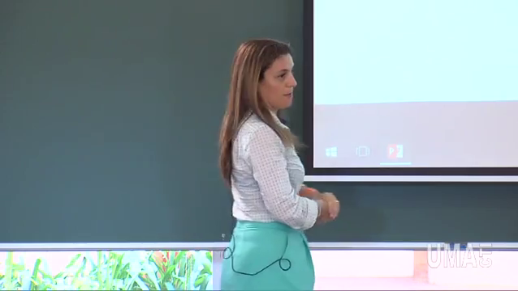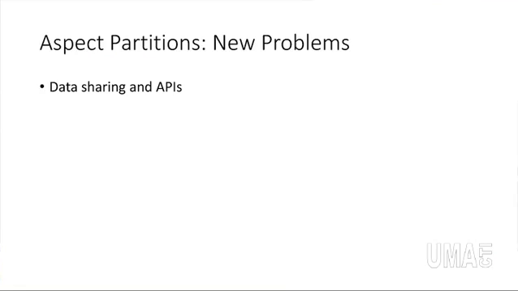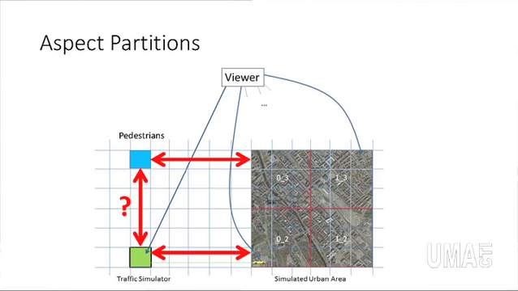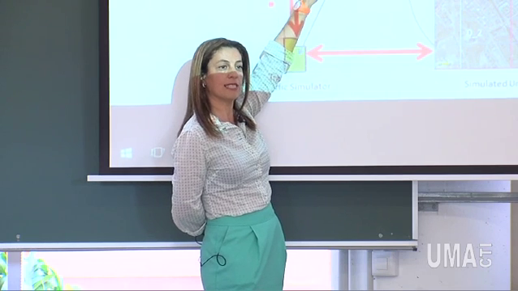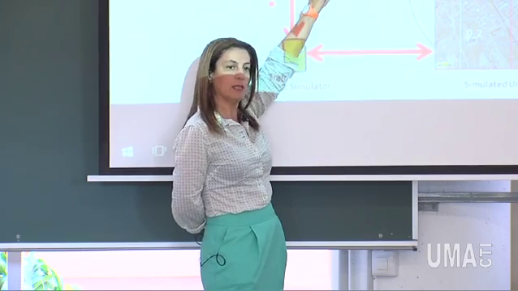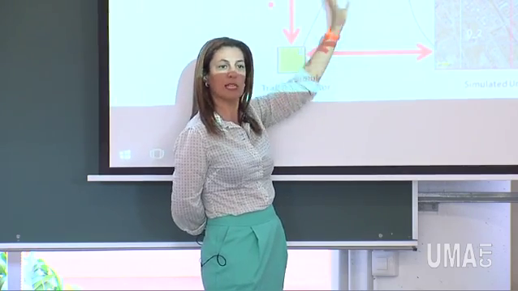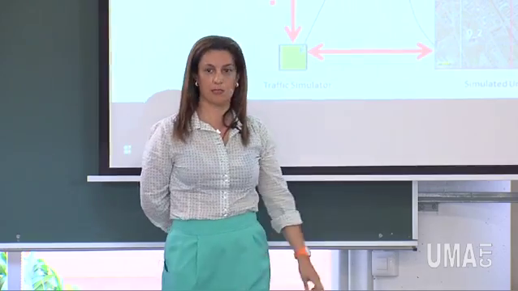So what are the new problems? The new problems are related to data sharing and APIs. And let me tell you, this is a very, very ugly problem. You probably know, because this is the part that will all sound very familiar. So I have my traffic simulator over here, and I have my world over here, and I wanted to have more, like the pedestrian simulator on the side, and other things, like some economic aspects being simulated on the side as aspects.